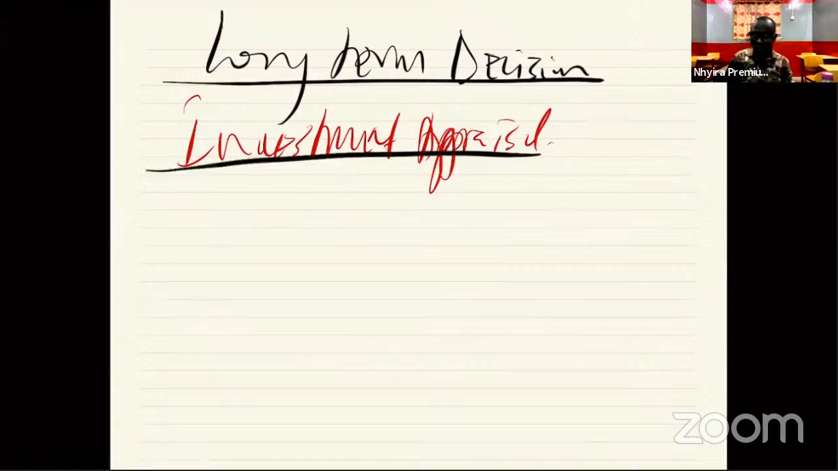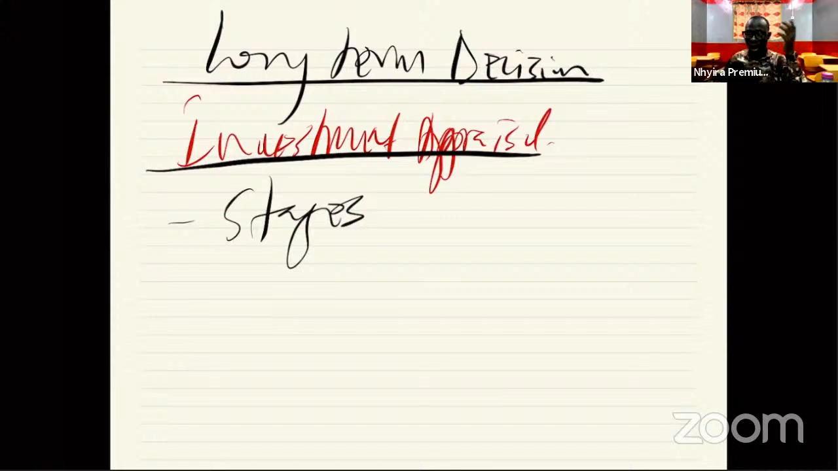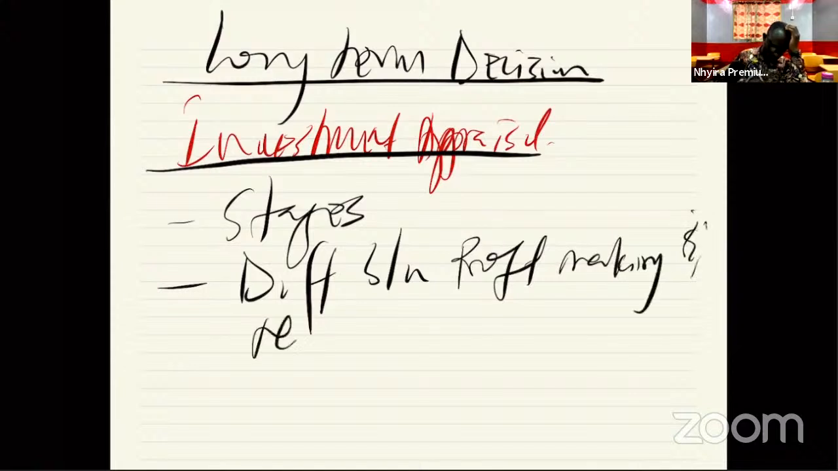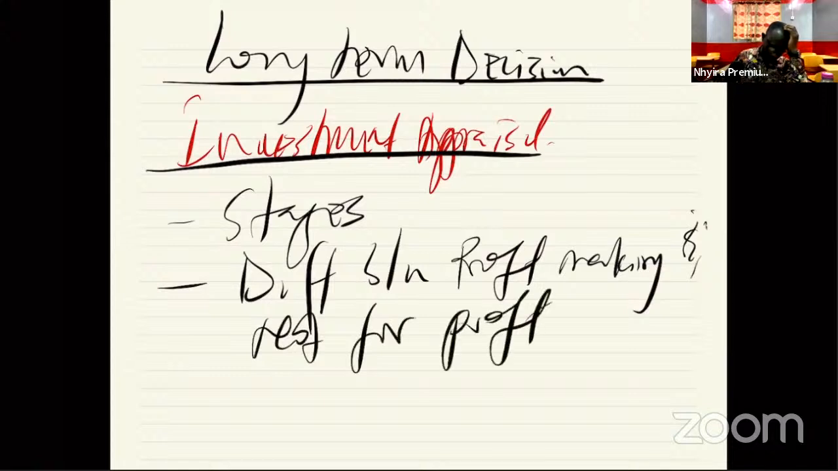Okay. So when it comes to investment appraisal, what are we looking at? The methods, the stages of the capital budgeting process. Then you're going to look at the differences between profit making and not for profit making organizations. If these two types of businesses are making decisions, how do they go about it? How do they contextualize it? That is very, very critical and very important. So you want to make sure that you understand that, and spend time to look at that very, very well.